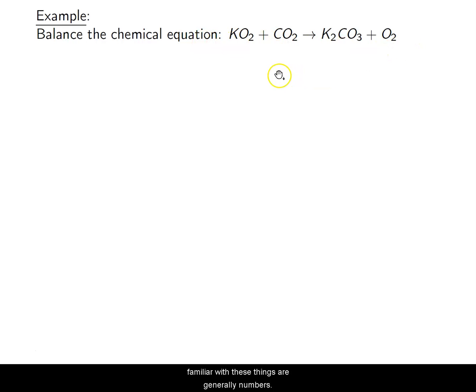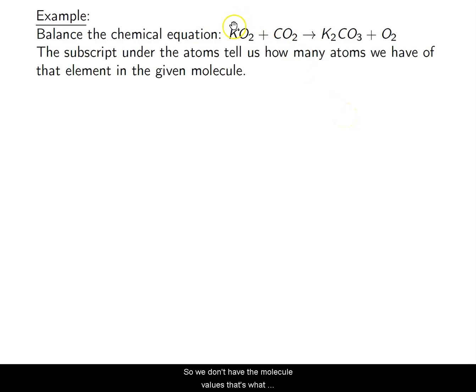So if you notice, if you're familiar with these things, there are generally numbers on the outside saying I have this many molecules of this plus this many molecules of this in a reaction will give this many molecules of this plus this many molecules of that. Okay, so we don't have the molecule values. That's what we want to figure out. How many molecules of each do we need for this thing to make sense?